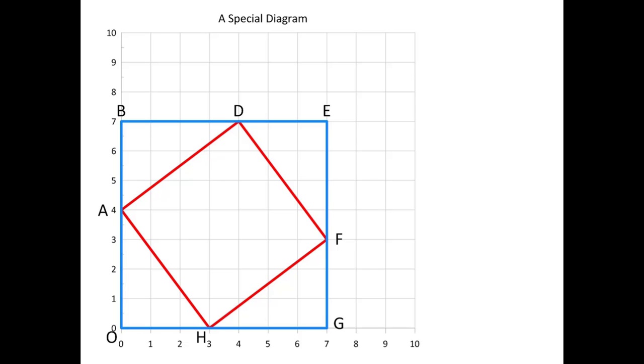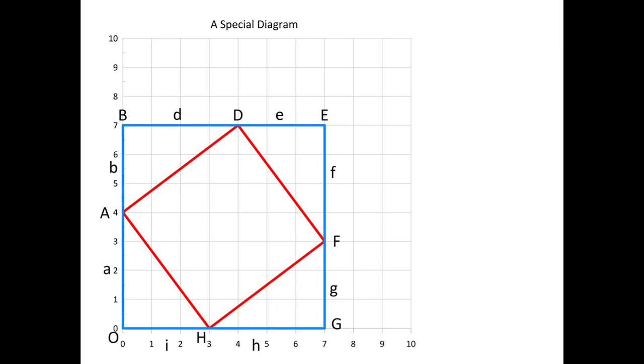So now we know that the blue quadrilateral is a rectangle, and we want to go one step further and prove that it's a square. And of course we knew this, but you never assume anything in geometry, you prove it.